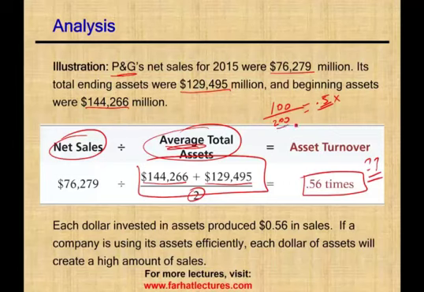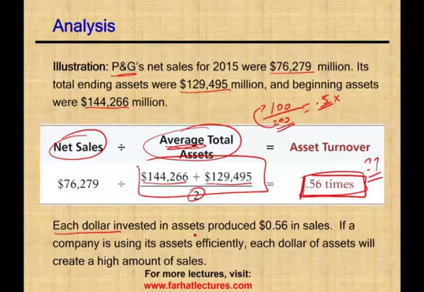It means you have $200 in assets and you have $100 in sales. It means for every dollar in asset, you are generating 50 pennies in sale. This company, P&G, is generating 56 pennies per sale. So P&G is more efficient. Why? Because they are generating more sales per asset.